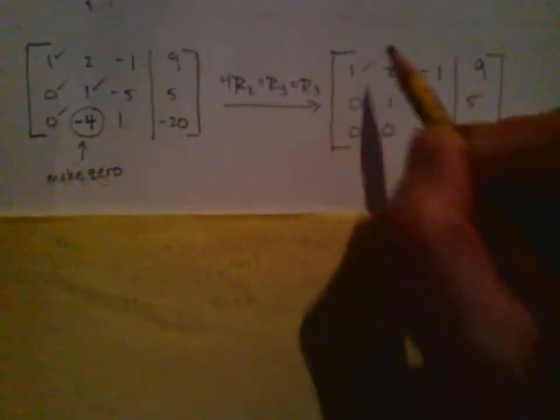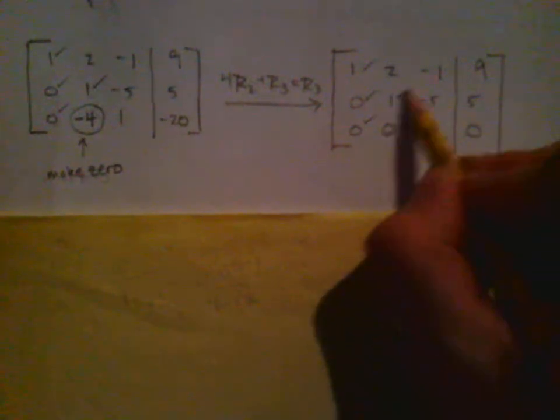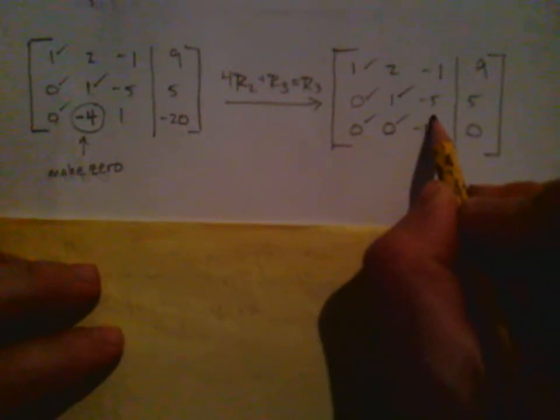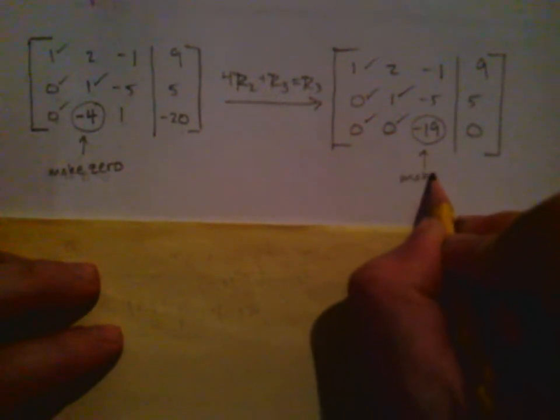Okay, so we got the 1. We got the 0. We got this 0. Then we got this 1. Then we got this 0. We're one step away right there. We need that to be a 1. And then we'll have it. Very exciting.